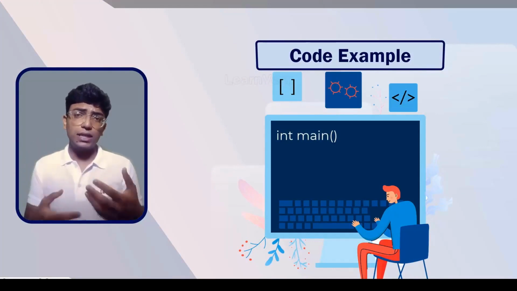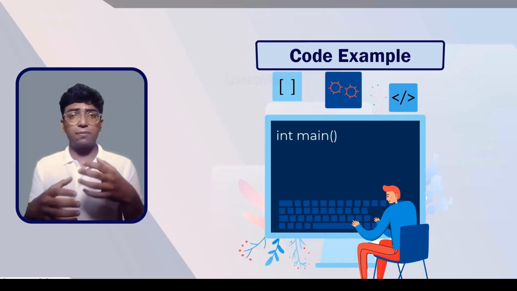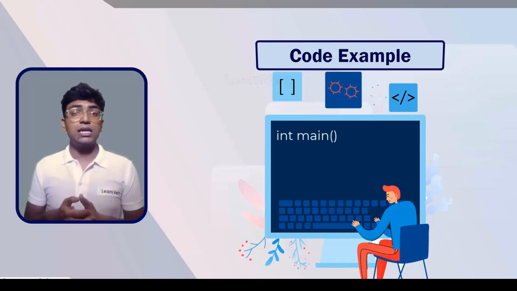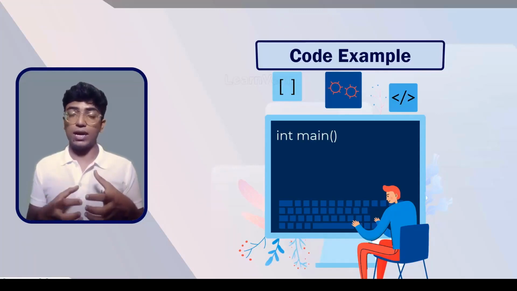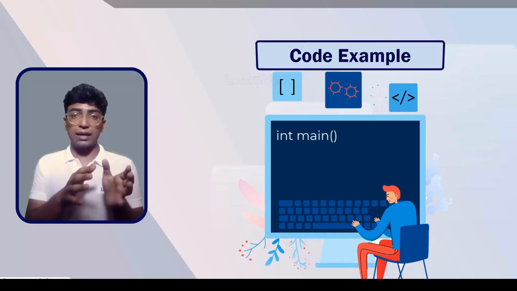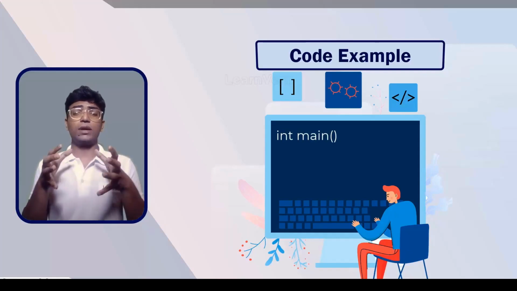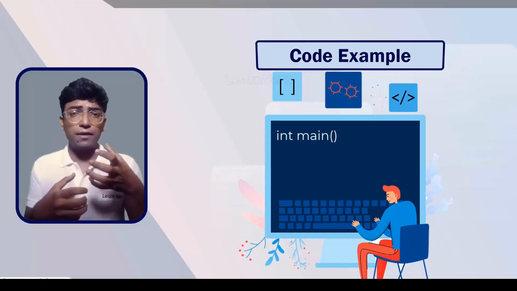So in every C program, you will see this main function, and this will be the entry point for our C program, from where our C compiler will start reading our code further and start converting it. So this is the main type of function.